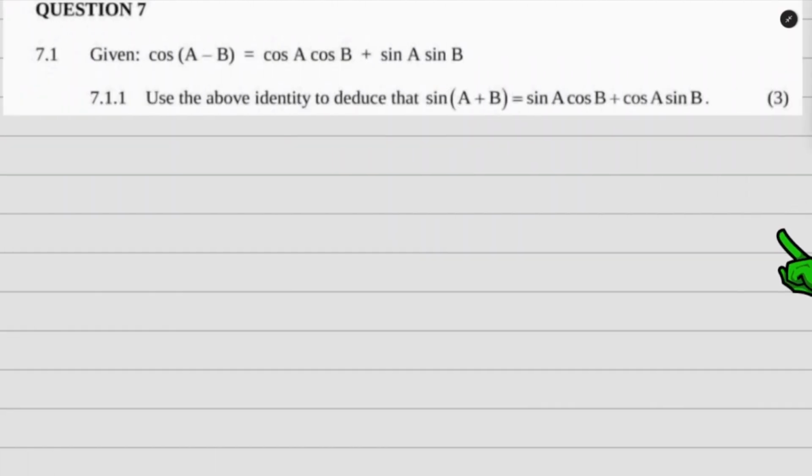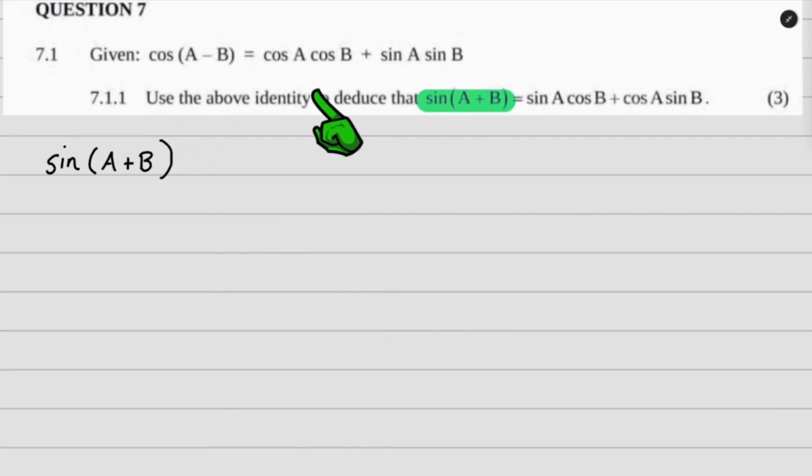Question 7, we have to deduce this compound angle over here. So this is a bit of a weird question. We're going to start by grabbing sine(A + B). Now I need to use this above identity to deduce this.